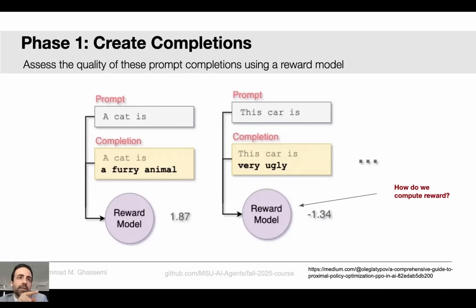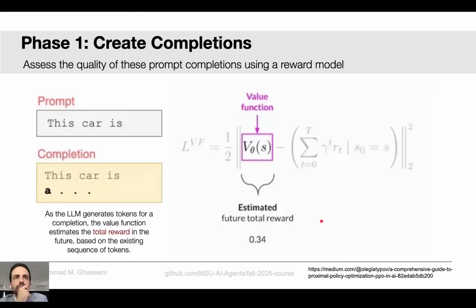Now you're probably wondering, how exactly do you compute that reward? Why does a furry animal get a score of 1.87, but very ugly gets a score of negative 1.34? How in the world did we compute that? In practice, the way this is computed is through a function, which I will take you through completely. But the core of how it gets computed is through this thing called a value function.